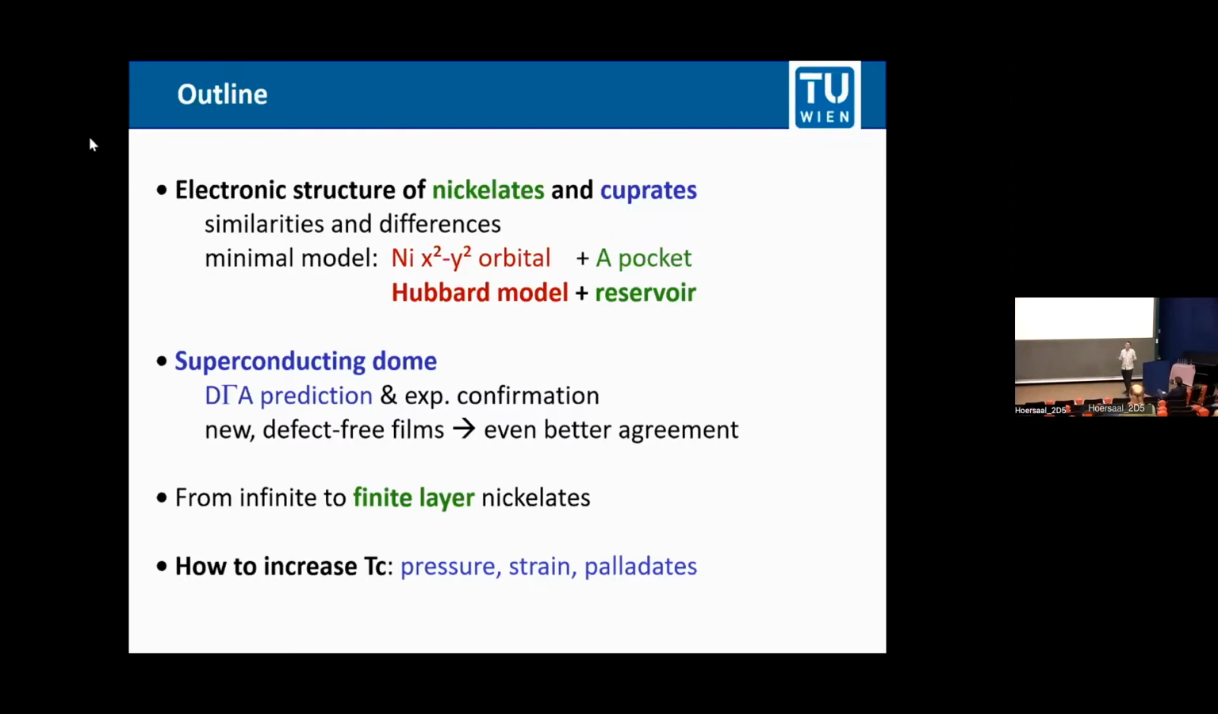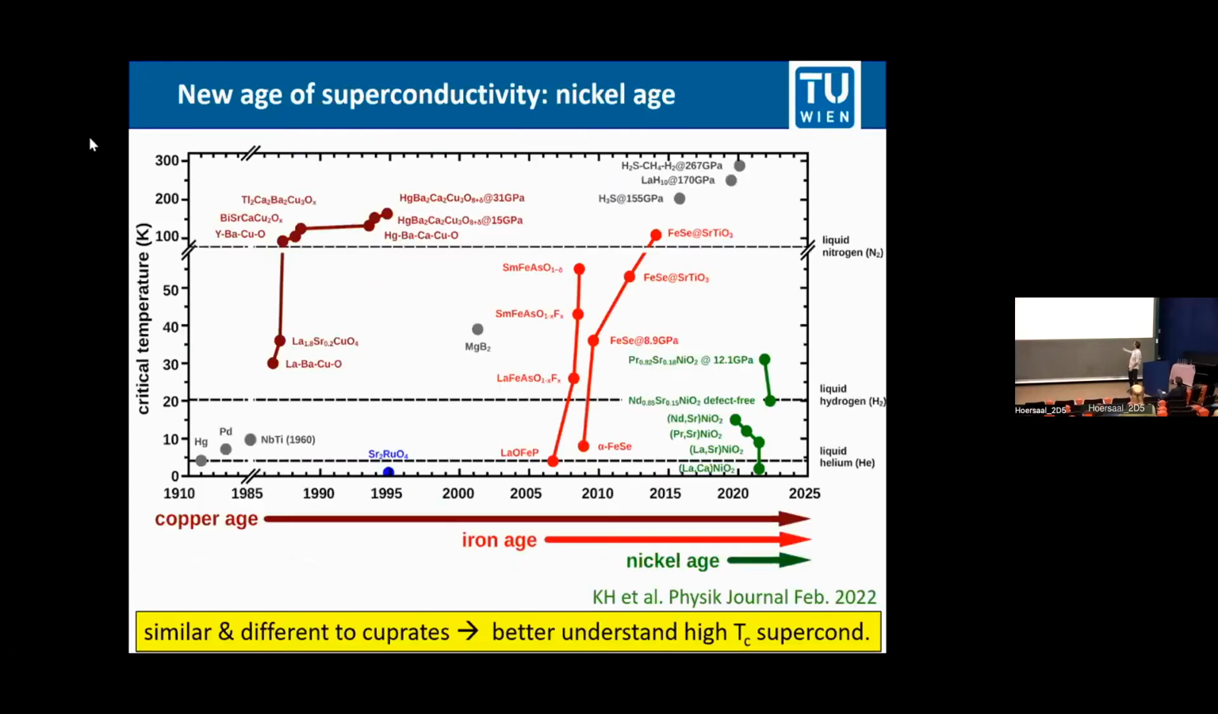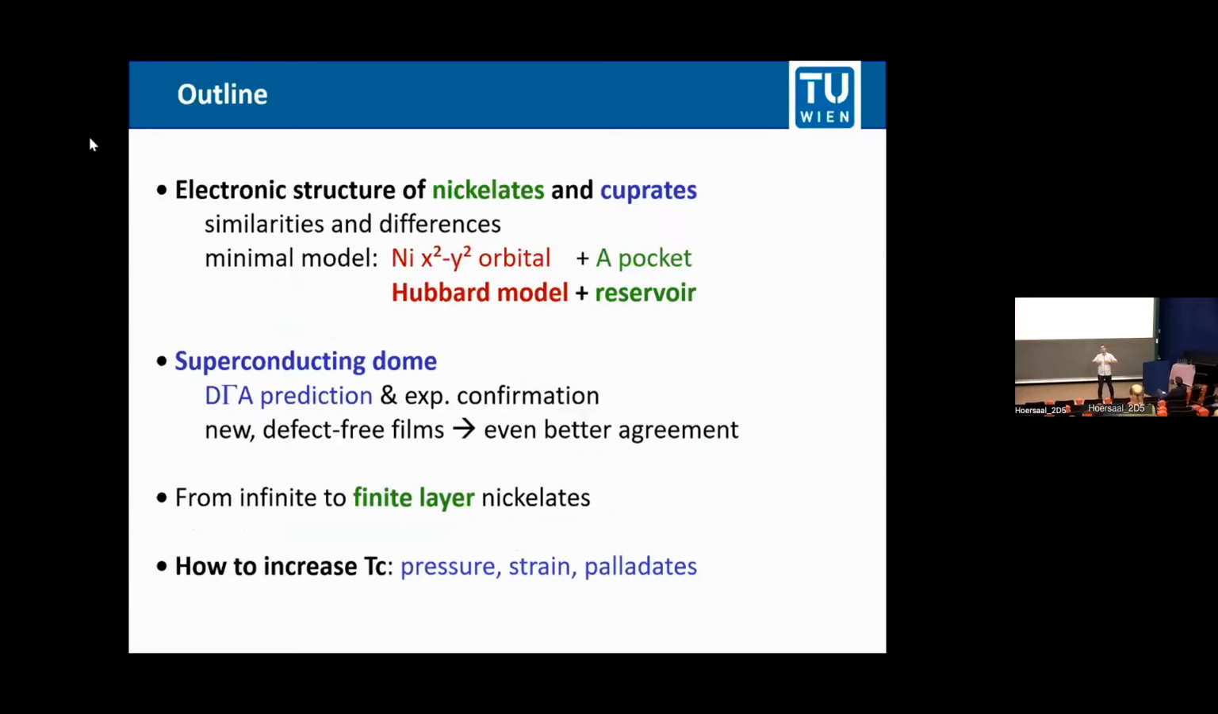Now, if you have a theoretical description, of course, the question is how to increase TC. What was quite clear from the very beginning in our calculation is that pressure or strain will increase TC. And that is indeed what happened. So this record TC here of 30 Kelvin is under 12 gigapascal of pressure. So with pressure, you can increase TC, spectacularly confirming what also comes out of the calculations. Last but not least, I would like to show you some preliminary calculations where we look at palladates, because we think besides pressure, also going from 3D nickelates to 4D palladates might increase TC somewhat. So that is the outline of my talk.